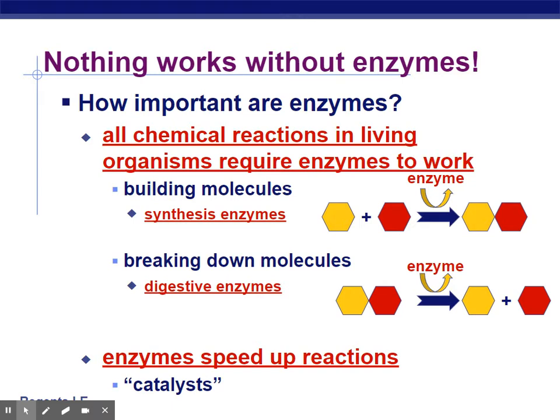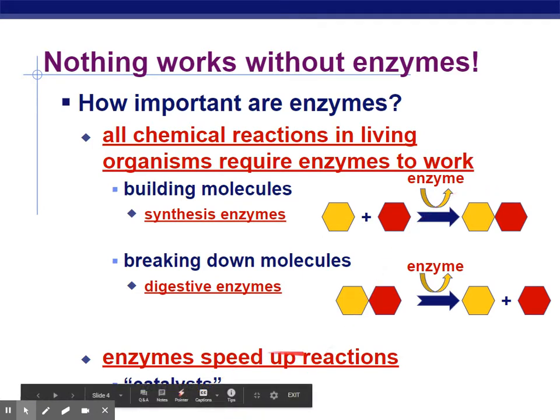All right, so nothing, like I said before, nothing works without enzymes. All chemical reactions in our living cells require enzymes to work. So we have enzymes that help synthesize. There are different enzymes that help break things down and digest. Enzymes that speed up reactions in a living thing are called catalysts. And that's going to be an important term down here. The catalysts, you're going to want to remember that term. Sometimes they're called biological catalysts.